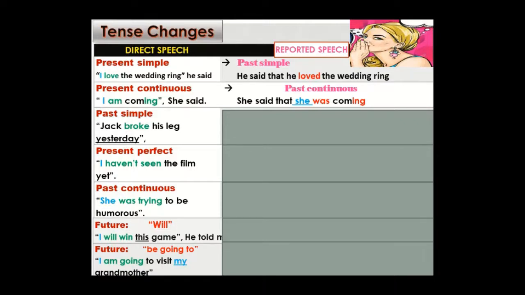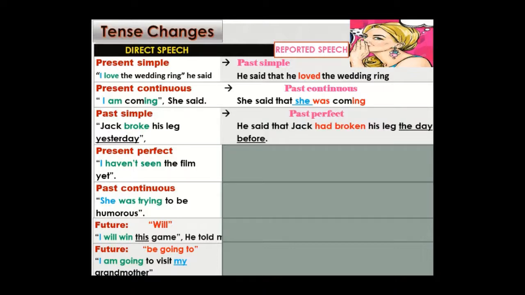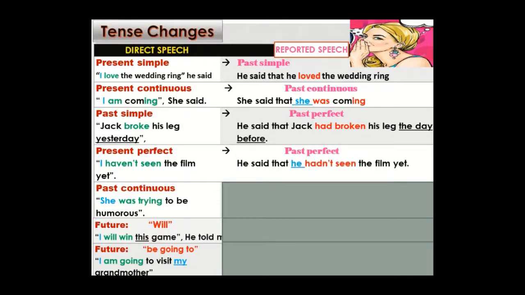The past simple becomes past perfect. For example, "Jack broke his leg yesterday." He said that Jack had broken, past simple to past perfect, had broken his leg the day before. The present perfect also becomes past perfect. Example: "I haven't seen the film yet." In reported speech, he said that he hadn't seen the film yet.